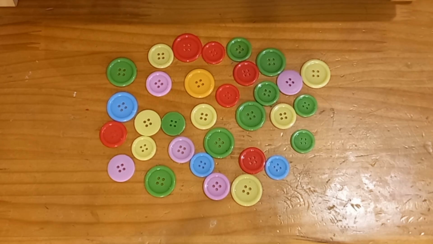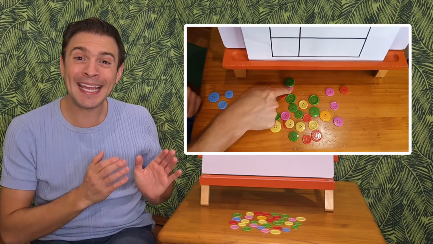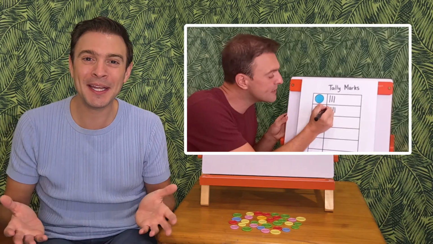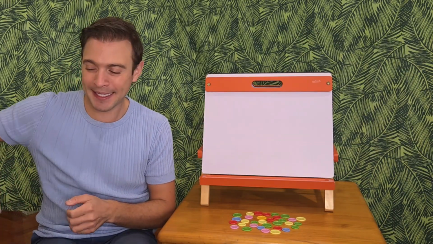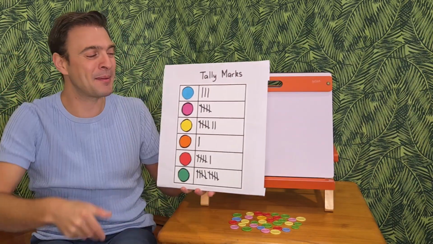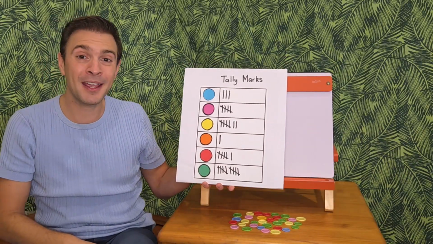Red, orange, yellow, pink, blue, and green. It looks like there are more of some colors and less of others. You might remember that we counted these buttons when we were learning about tally marks. You could always go back and watch that. But here is our tally chart that we made to record the number of each colored button.